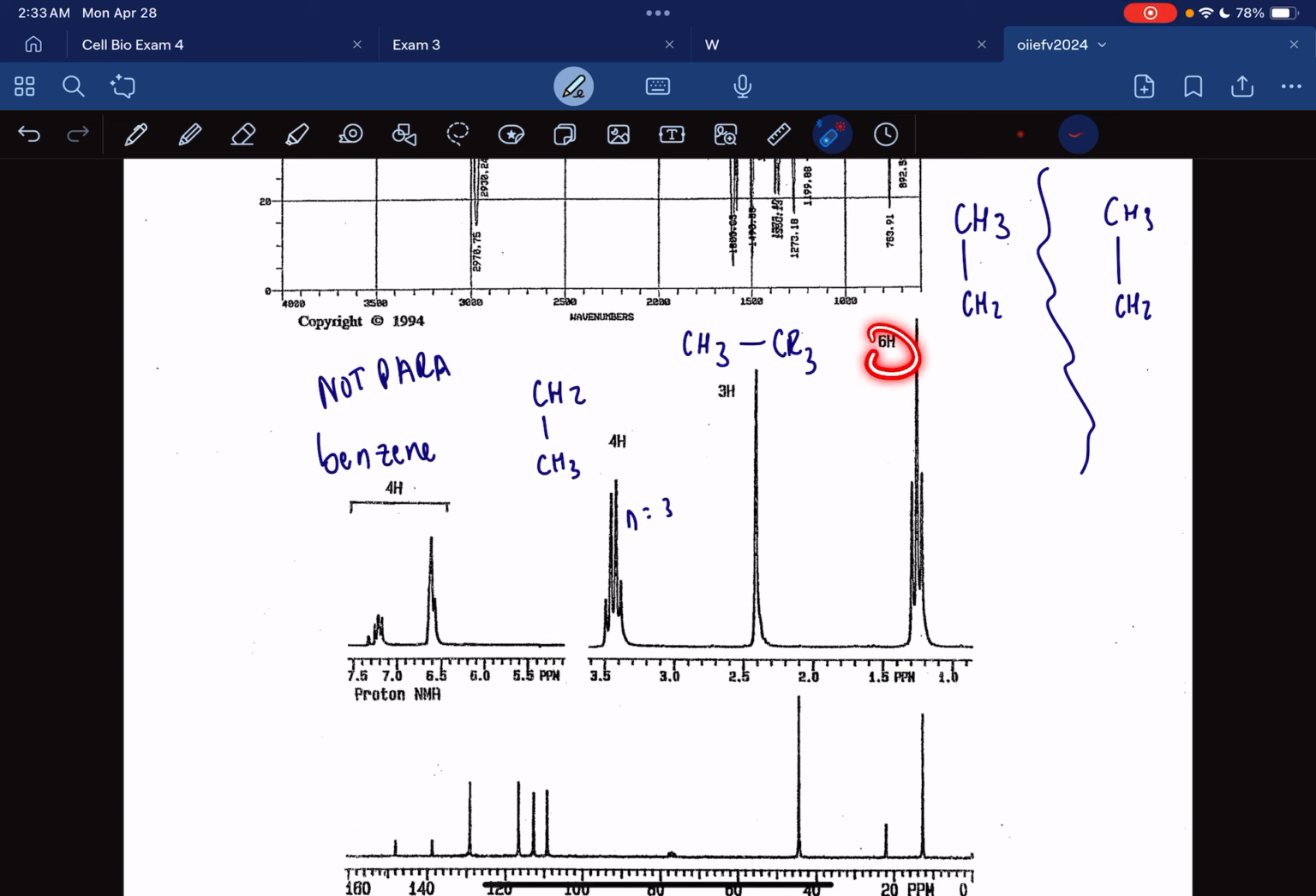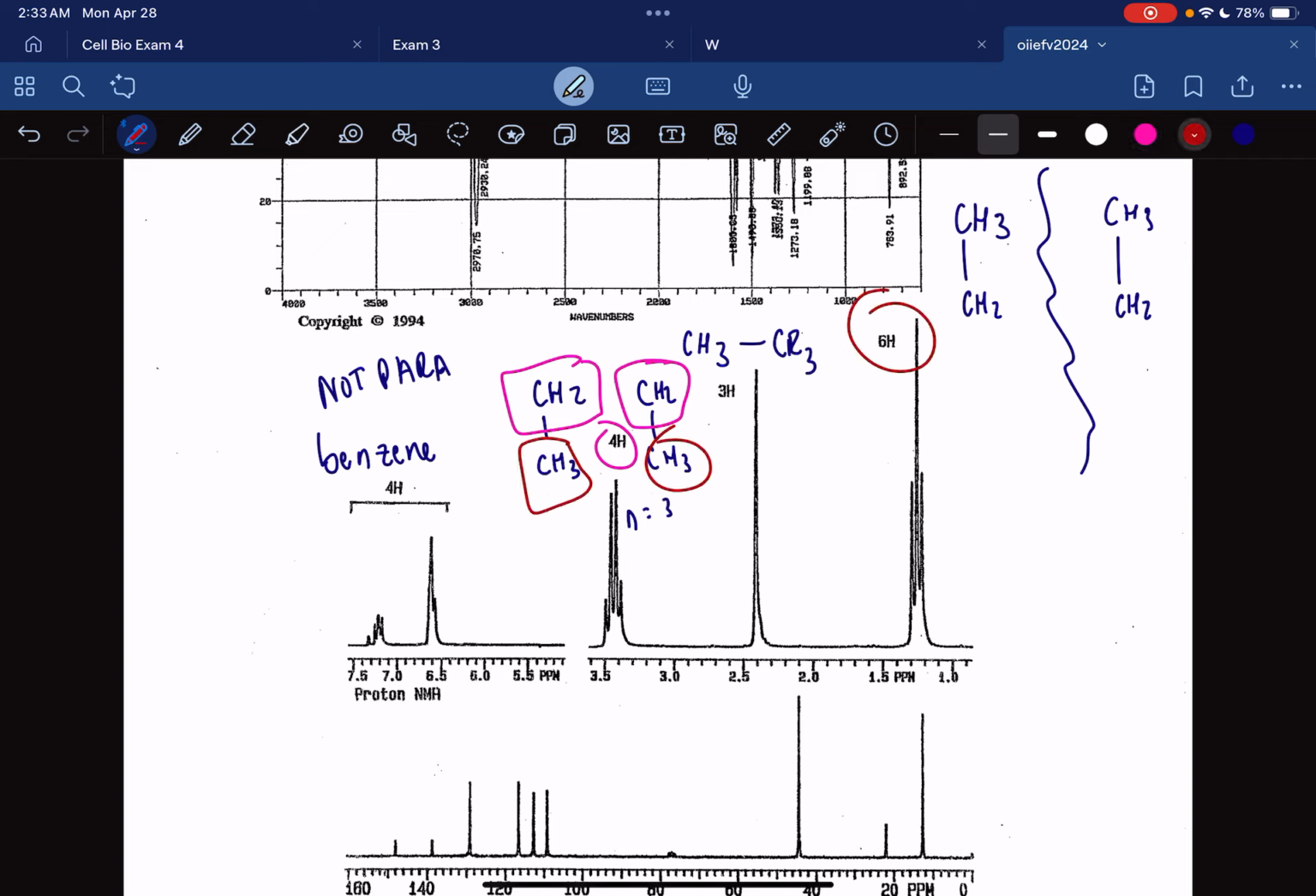Because this 6H tells you about these two, and this 4H tells you about these four, right? So then you know you have another CH3, another CH2. So this here in pink, this here in pink, okay. And this in red here is this in red.